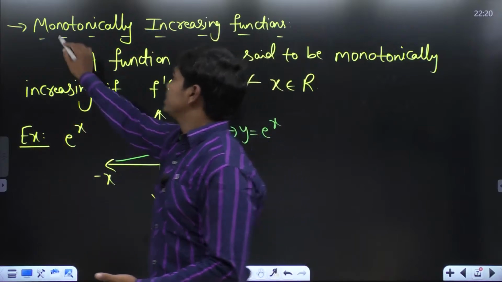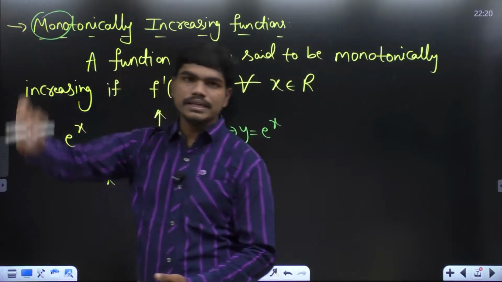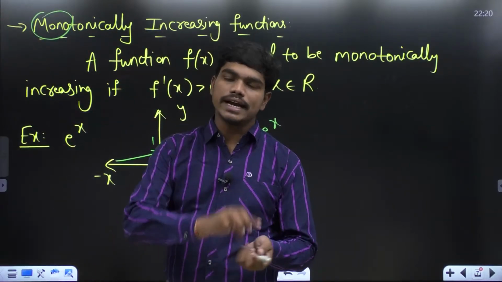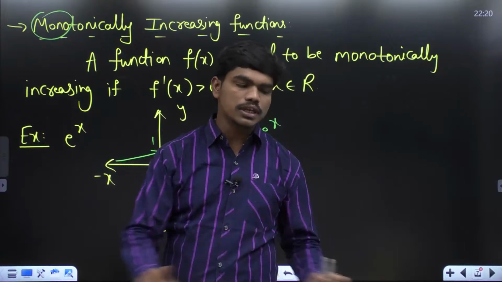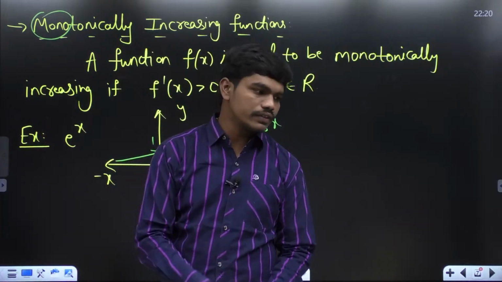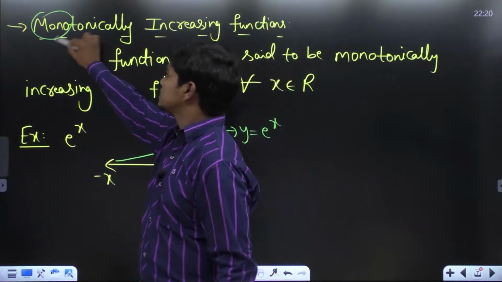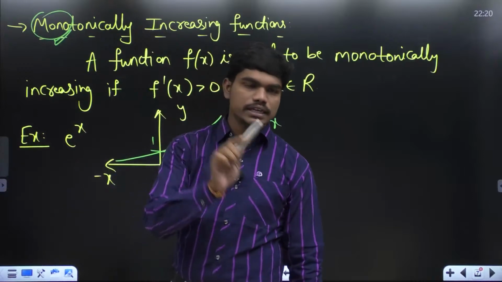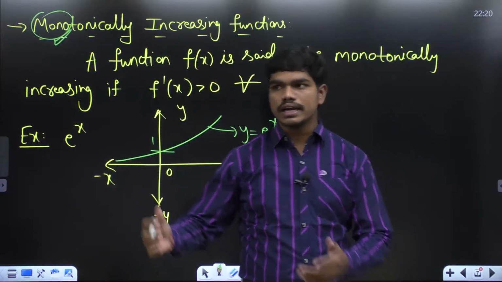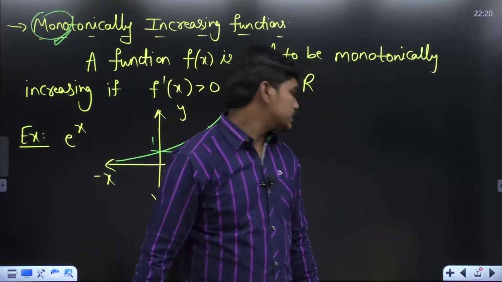See, mono means single. Correct? It means the function should possess a single nature, either increasing or decreasing throughout the complete real number plane. This is the meaning of this. Either increasing or decreasing, it doesn't matter. Then they are called monotonically increasing or monotonically decreasing functions.